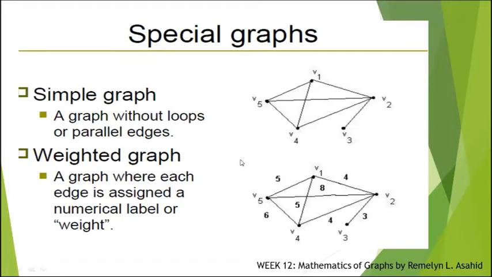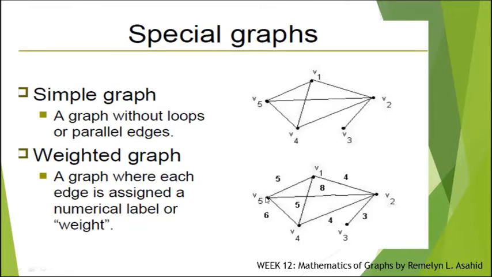Next, we have the special graphs. When you say simple graph, it's a graph without loops or parallel edges. So if we look at our figure dito, wala siyang loop, at the same time, wala siyang parallel edges po. Ibig sabihin, they are not equal in distance. Okay? So when we say weighted graph, it is a graph where each edge is assigned a numerical label or weight. So dito, yung mga edge po natin ay nagkakaroon po siya ng specific measurement. Ang tawag po doon is a weighted graph.